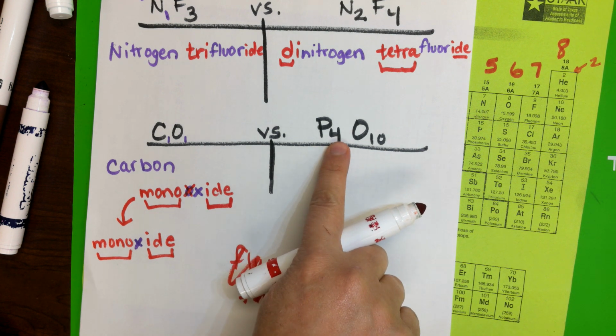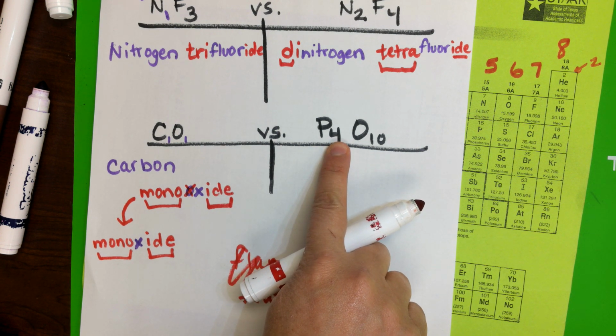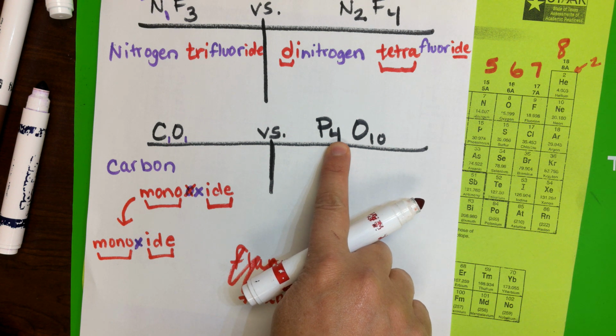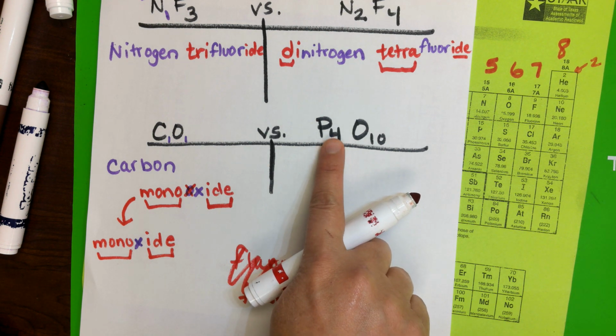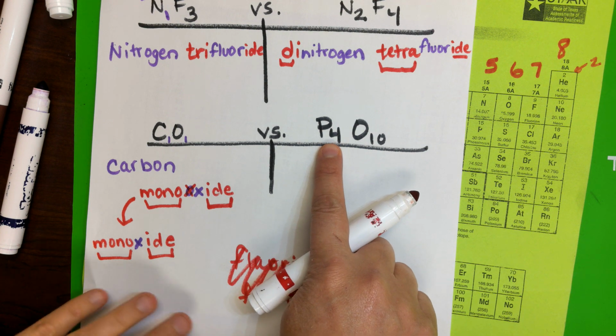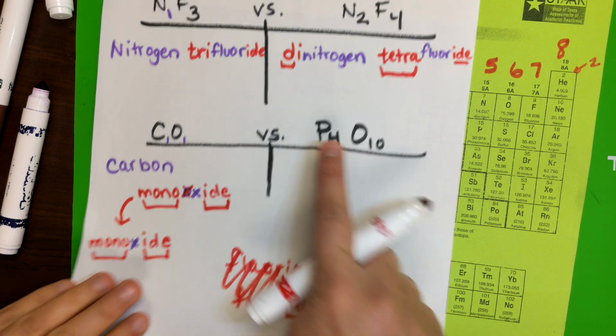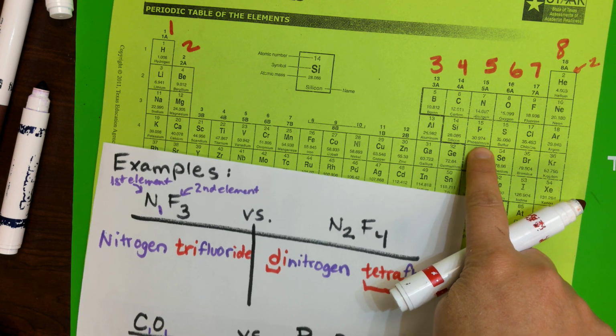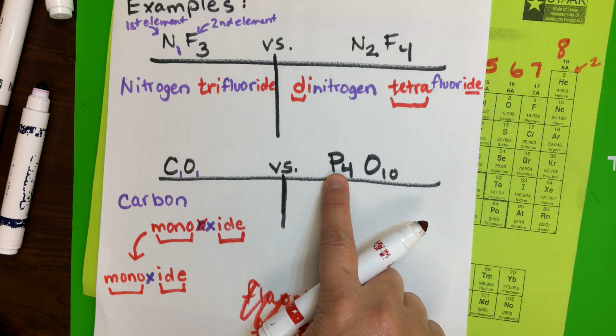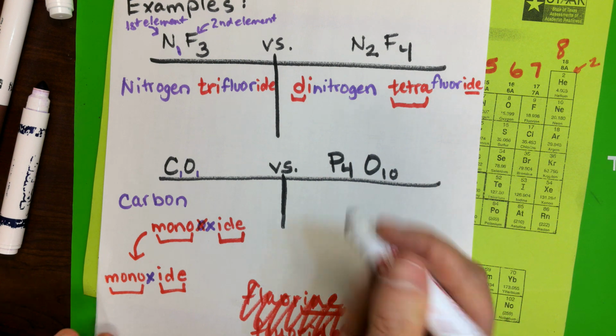Now let's do this one. Okay, now keep in mind that we have to kind of look out for also vowels. So I'm going to talk about that in here. So that will be P, which will be phosphorus. So that will be 4 of them. So 4 will be tetra.